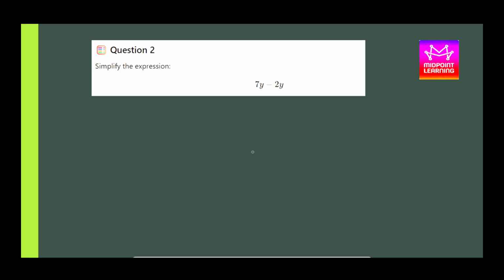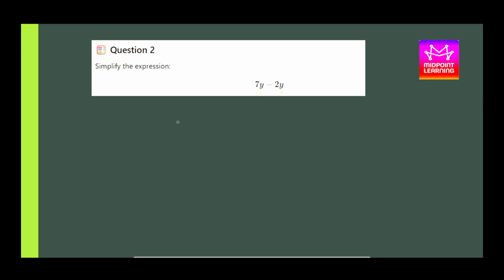Simplify the expression 7y minus 2y. Here we need to see what we do with the coefficients this time. So 7y and 2y, are they like terms? Yes, they are like terms. Why? Because the variable is the same, right? The variable is y and the power of the variable is 1. So they are like terms.